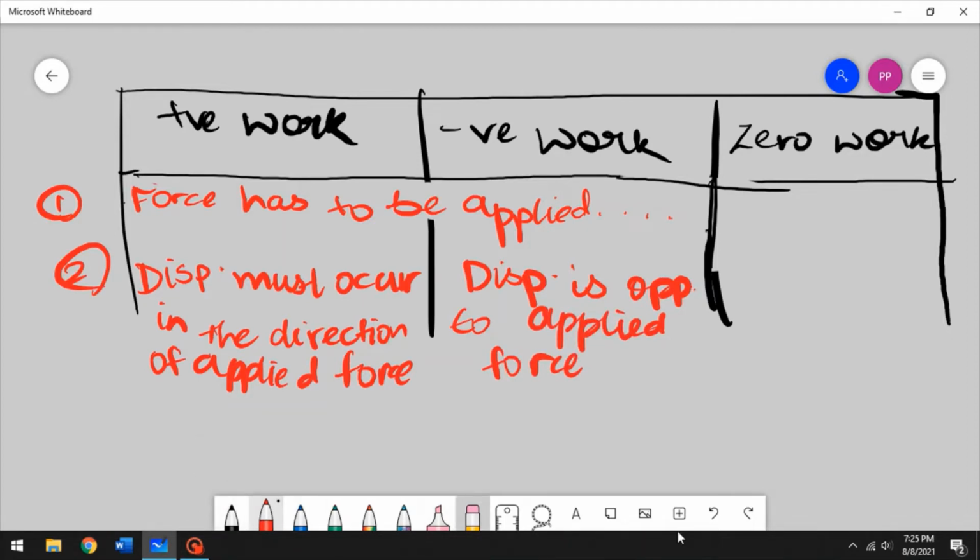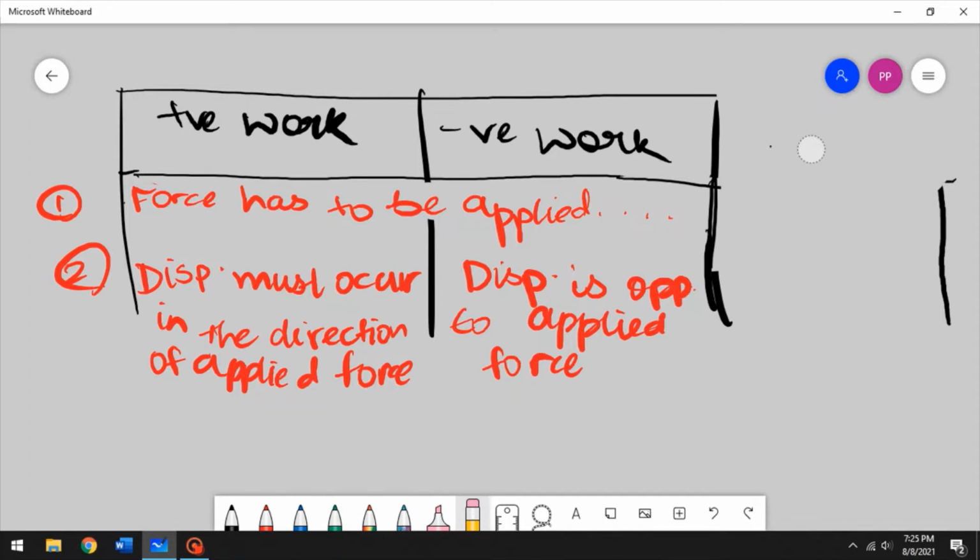And let's just not talk about zero work yet because I think that's in 10th grade. So let's not go to 10th grade yet. I just remembered that it's probably in 10th grade.